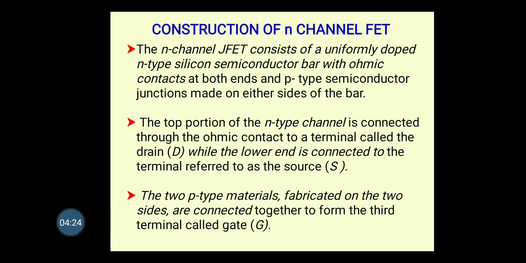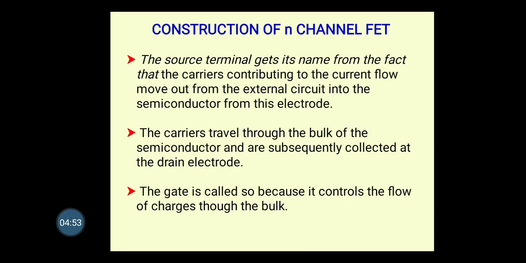The N channel JFET consists of a uniformly doped N type silicon semiconductor bar with ohmic contacts at both the ends, and P type semiconductor junctions made on either side of the bar. The top portion of the N channel is connected through the ohmic contact to a terminal called drain, while the lower end is connected to terminal referred to as source. The 2 P materials fabricated on two sides are connected together to form the third terminal called gate.